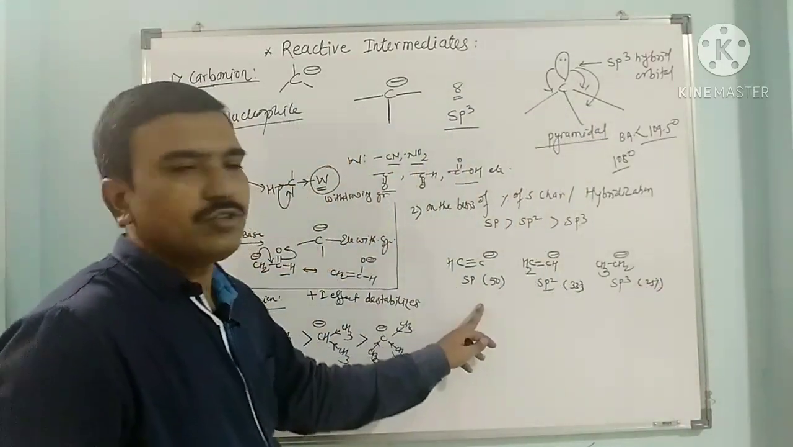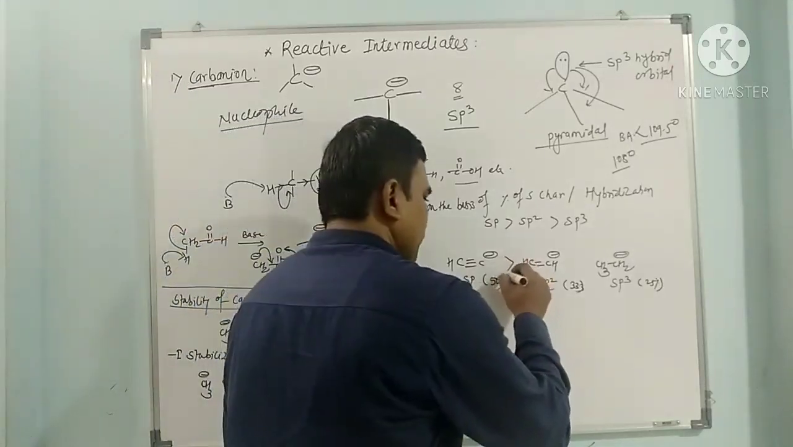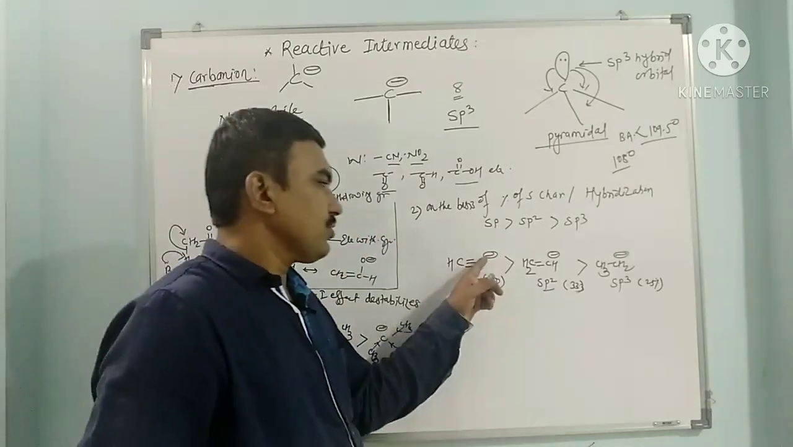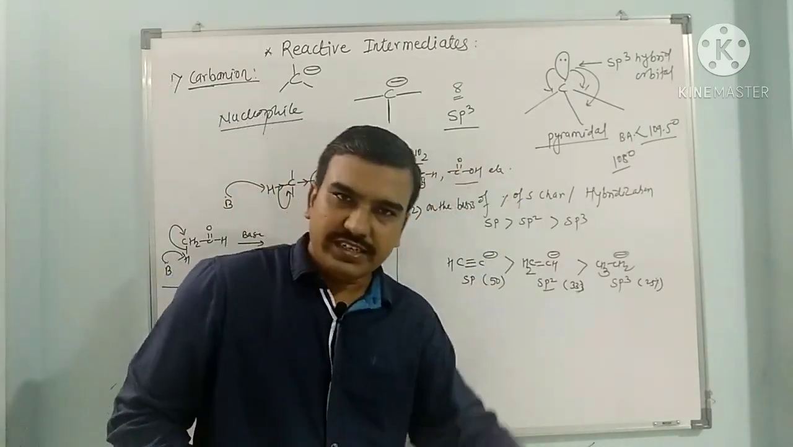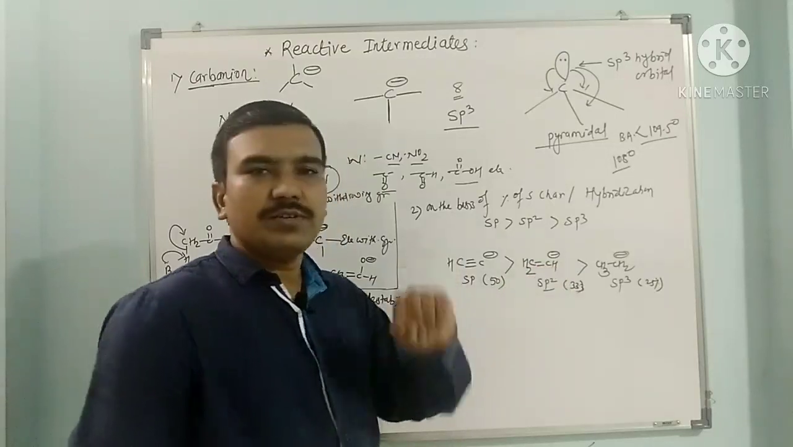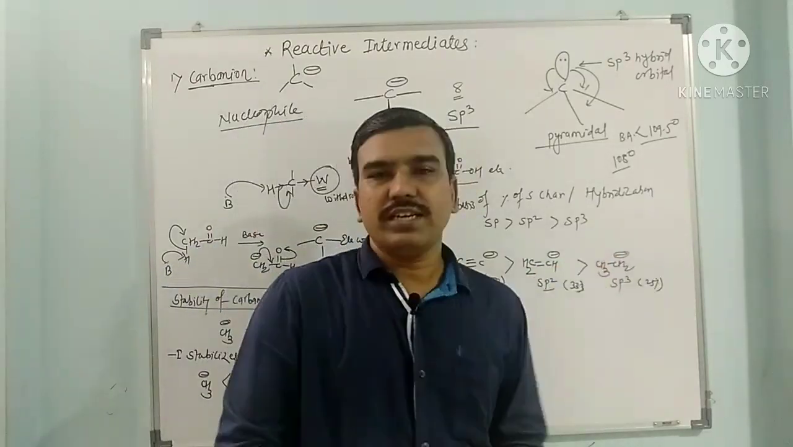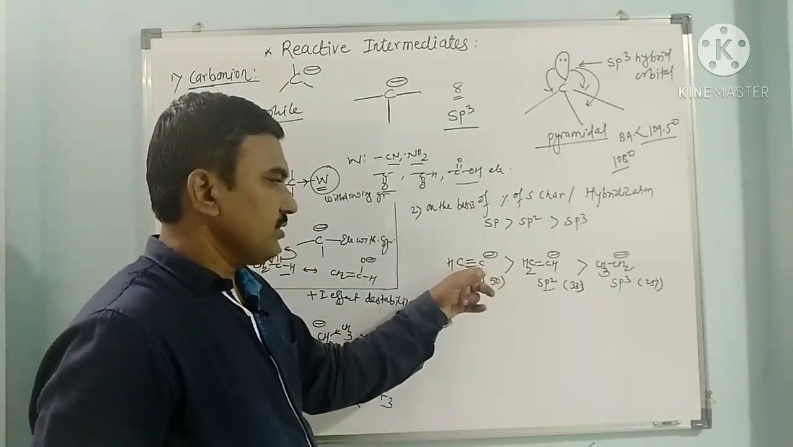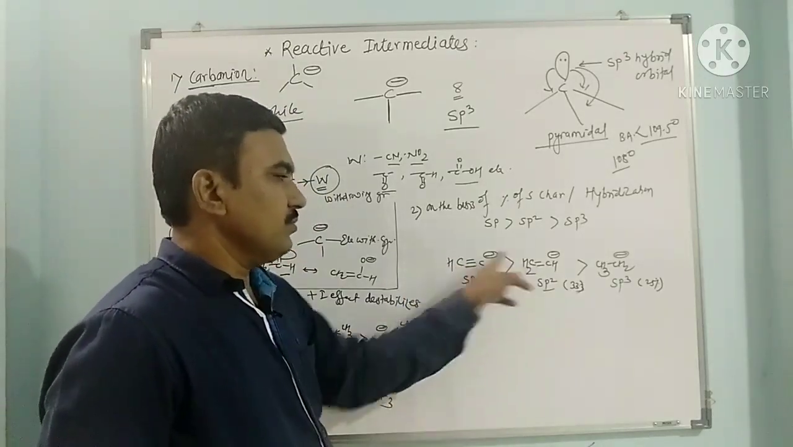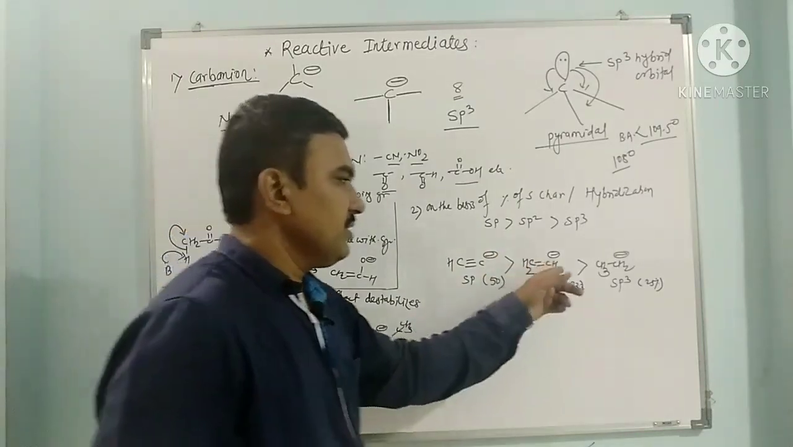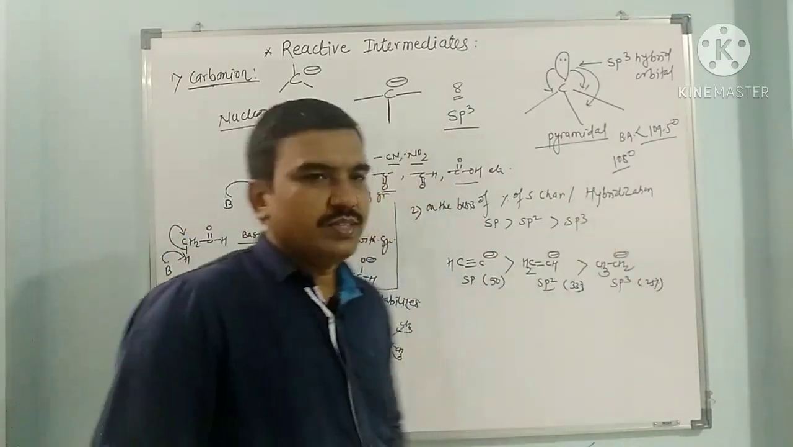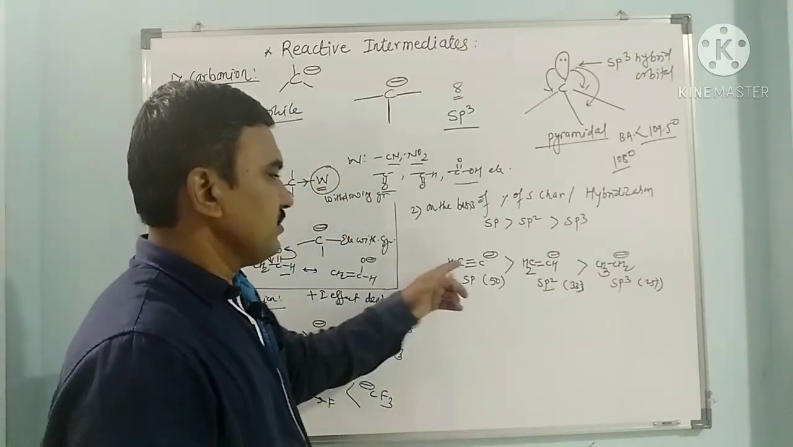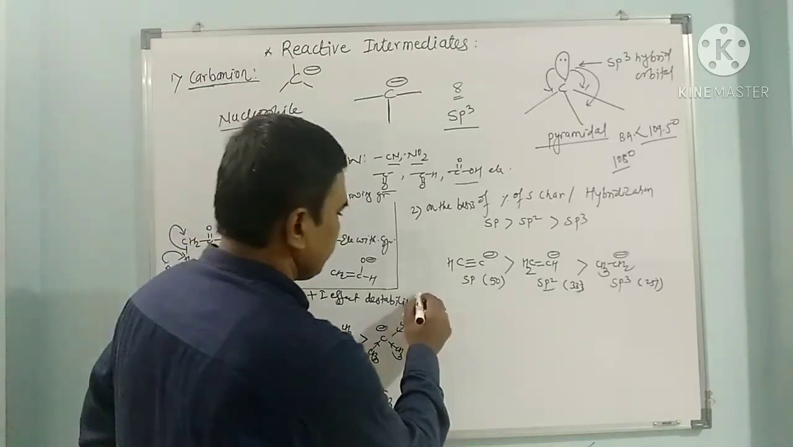So the more the percentage of S character, the more its stability. When carbon is sp hybrid, it can accommodate this negative charge to a greater extent as compared to sp2 hybrid carbon and then sp3 hybrid carbon. So when it is in an unsaturated compound, that is sp hybrid, it is more stable than sp2 hybrid, than sp3 hybrid. So this is the stability on the basis of percentage of S character. Now next is resonance effect.